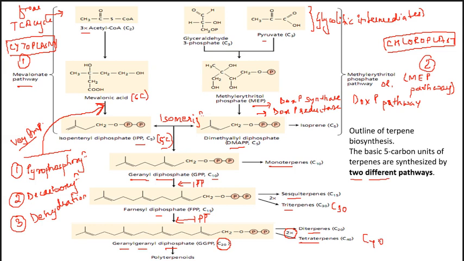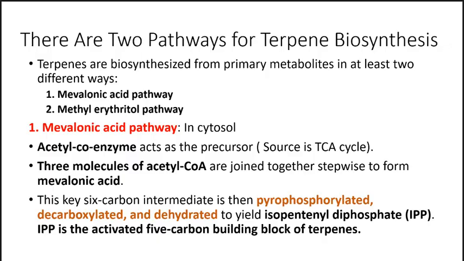Now when more IPP are combined here, it will form polyterpenoids. So what we discussed is that there are two pathways, the mevalonic acid pathway and the methyl erythritol pathway. In short, it is known as the MEP pathway or DOXP pathway.